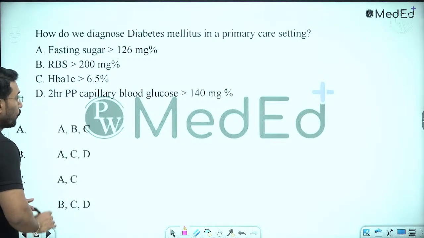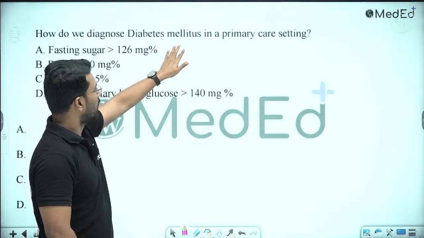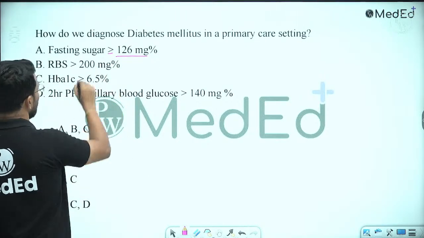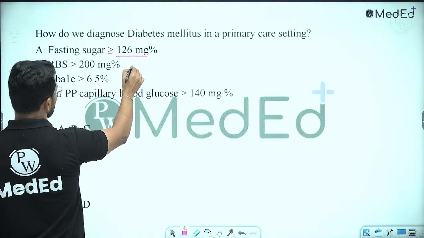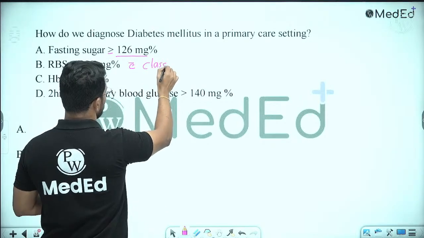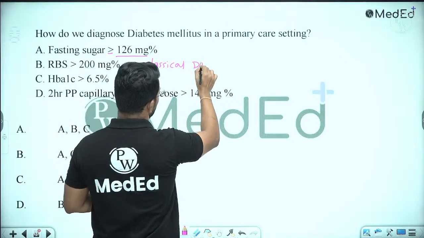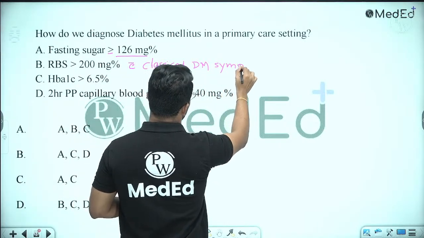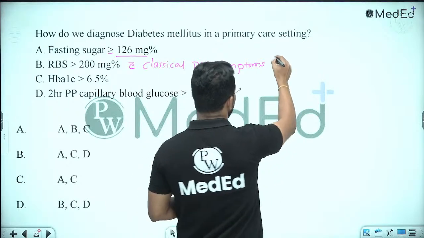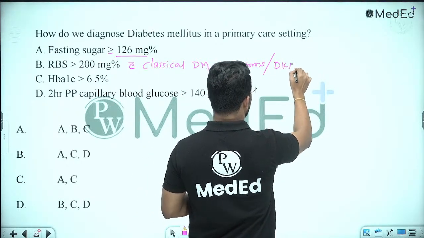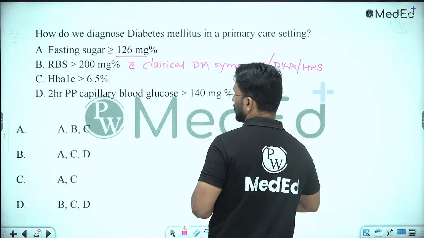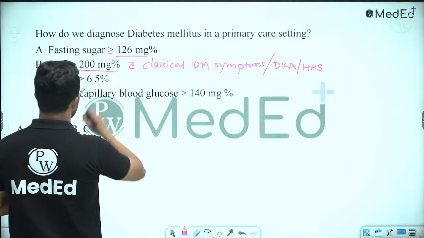Okay. Now moving on. How do we diagnose diabetes mellitus in a primary care setting? Fasting sugar more than 126 milligrams per deciliter. It should be more than or equal to. RBS more than 200 milligrams per deciliter with classical DM symptoms. What are the classical DM symptoms? Your 3 P's: polyuria, polyphagia, polydipsia, or patient presenting with DKA, or patient presenting with hyperosmolar hyperglycemic state. Only then a random blood sugar level value will be of use.